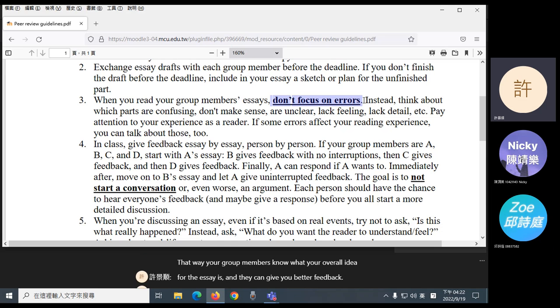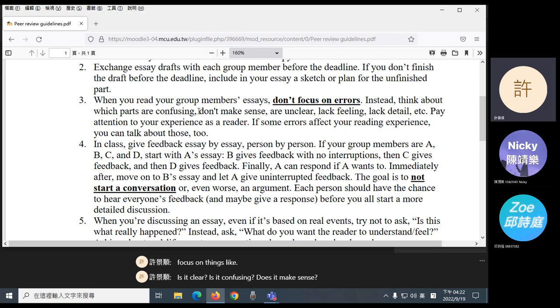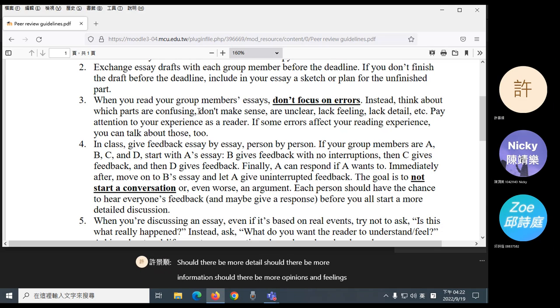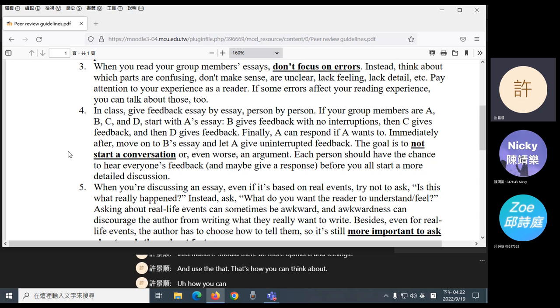When you read your group members' essays, don't focus on the mistakes. That's my job. I'll catch the mistakes. Instead, focus on things like, is it clear? Is it confusing? Does it make sense? Should there be more detail? Should there be more information? Should there be more opinions and feelings? That's how you can think about how to give feedback.